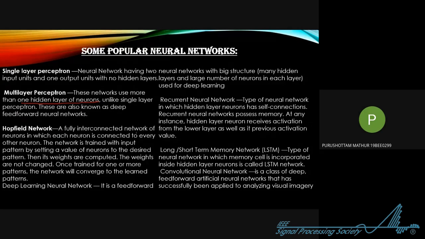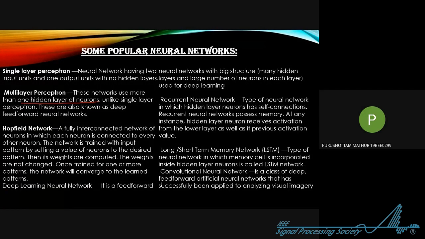A fully interconnected network of neurons in which each neuron is connected to every other neuron. The network is trained with input patterns by setting a particular value to the neurons to the desired pattern, right? So everything is trained in that way only. It is having a desired pattern. Then its weights are computed after that. The weights are not changed once trained for one or more patterns. The network will converge to the learned patterns.